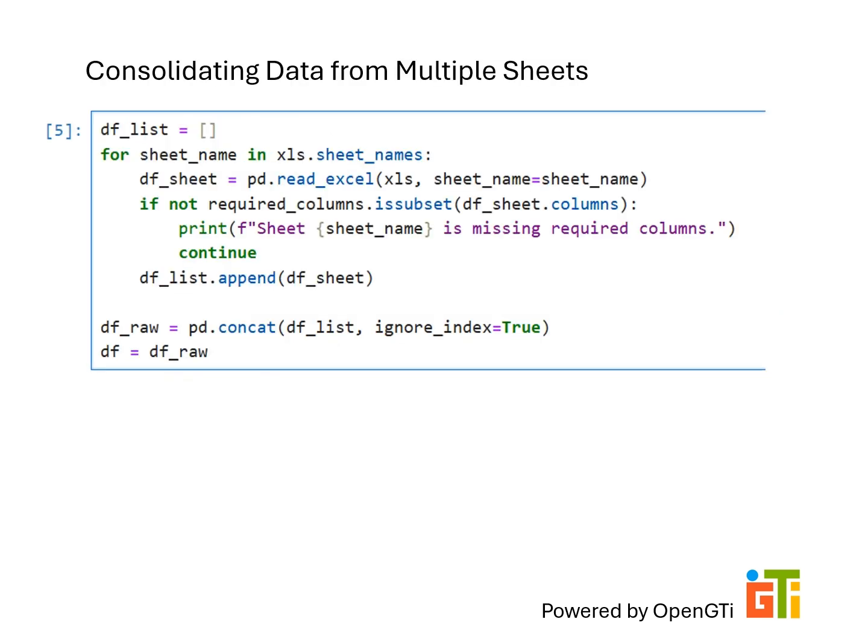We loop through each worksheet in XLS and read it into a temporary data frame. If any sheet doesn't contain all of our required columns, we skip it and print a warning. Otherwise, we add the valid data to a list. Finally, we concatenate these data frames into one combined data frame named df_raw and make a copy of it in df.